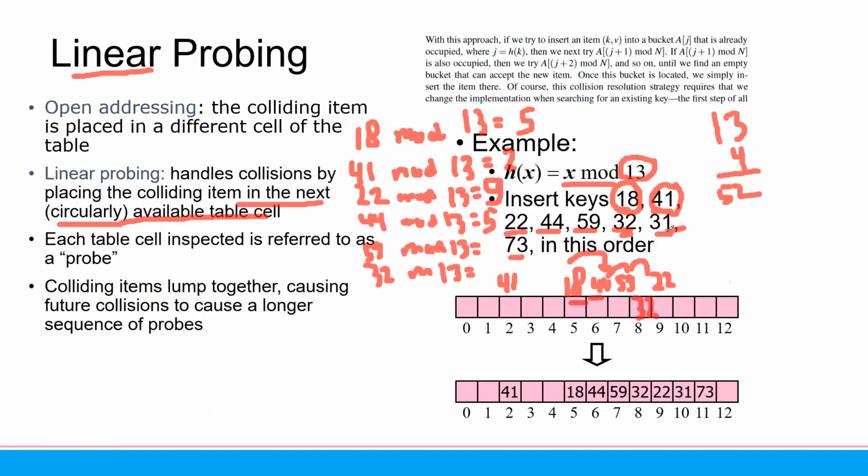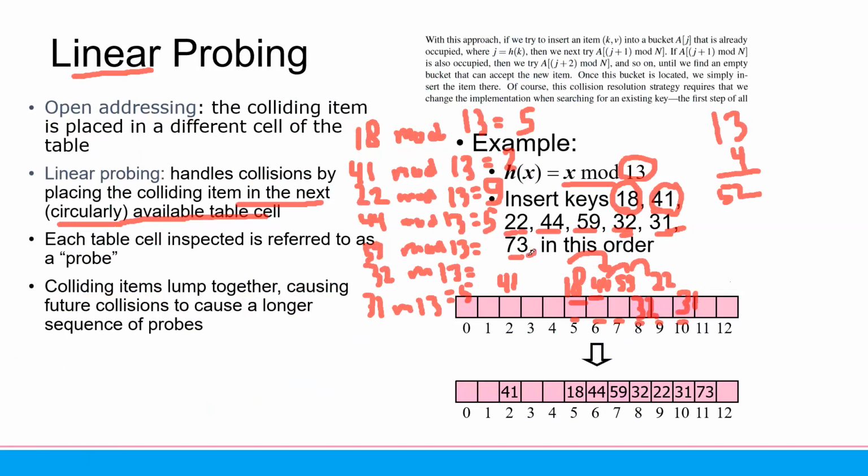Now we have 31. 31 mod 13, the result is 5. Let's see. 5, we have an item. 6, we have an item. 7, we have an item. 8, we have an item. 9, we have an item. 10 is empty. So we put 31 in this empty cell.